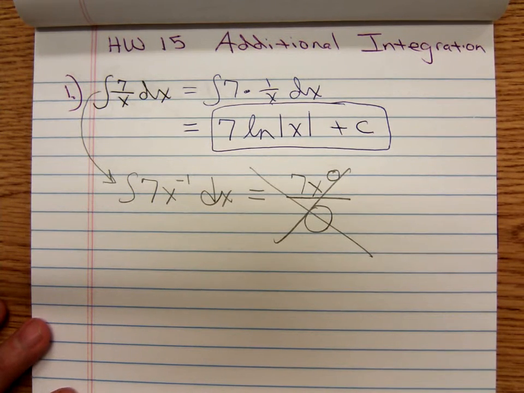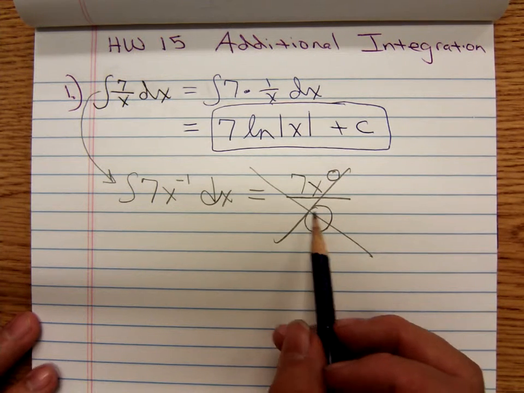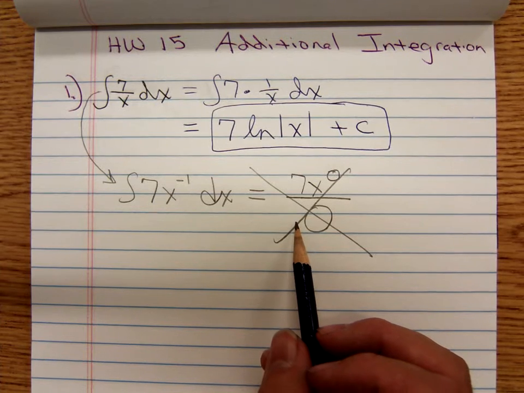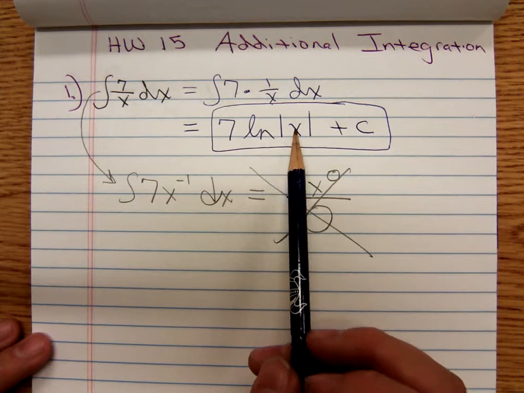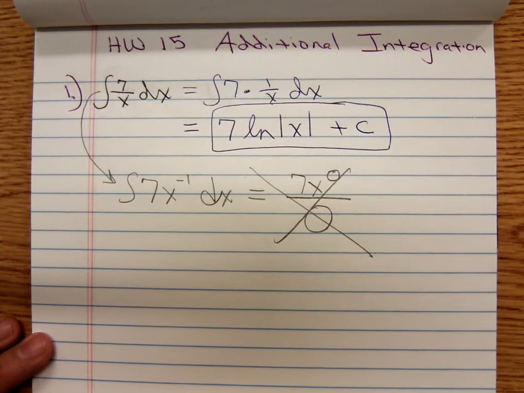So if you try to use that power rule to anti-differentiate, when you wind up trying to divide by 0, you should recognize you have a problem, and then hopefully you'll remember, oh yeah, the derivative of ln x is 1 over x. Any questions there?